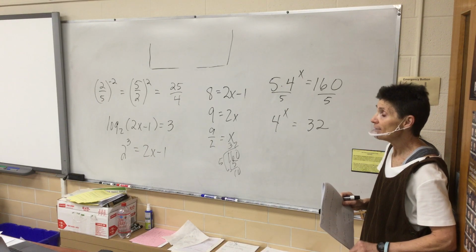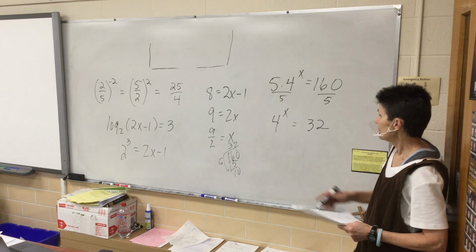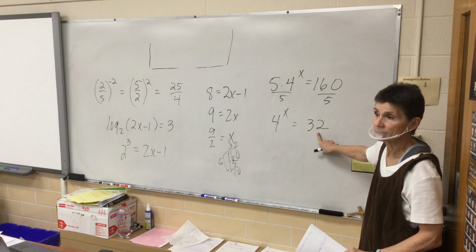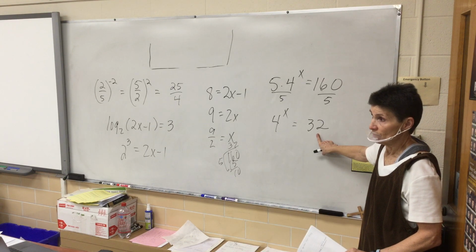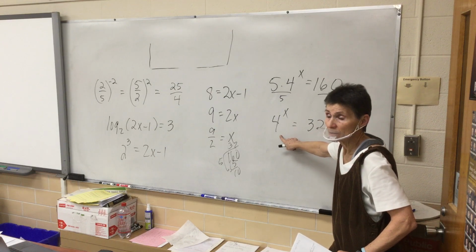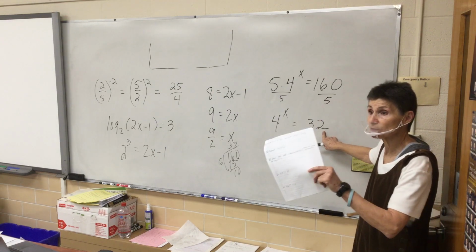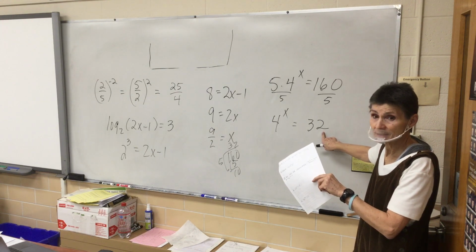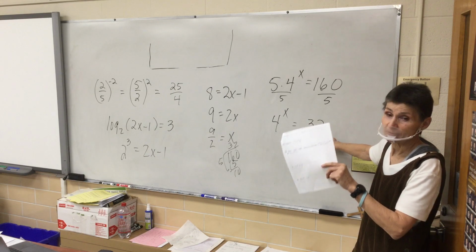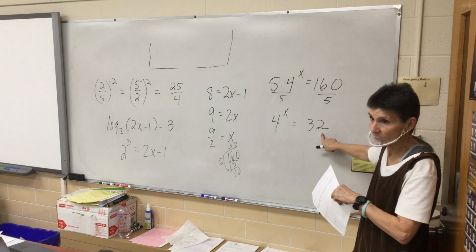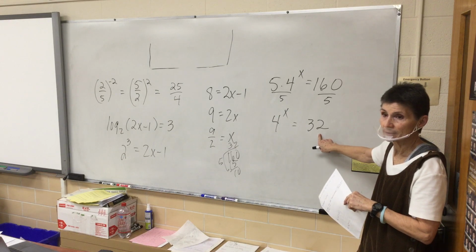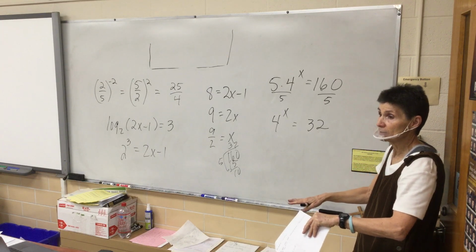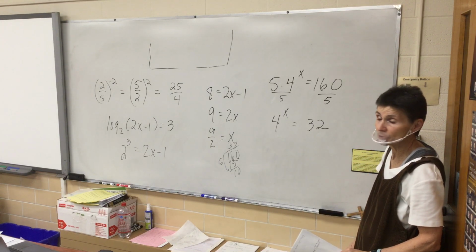Now, if I don't have a calculator, which I don't, these numbers have to match. I got to get the same bases. Now, I can use 4 if 32 is 4 to a power. So 4 to the second is 16, but 4 to the third is 64. So I can't make that a 4. So if I can't make them 4s, I'm going to have to go down lower, and I make them 2s.